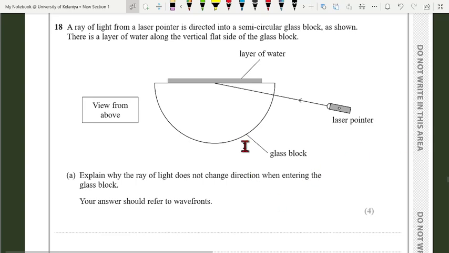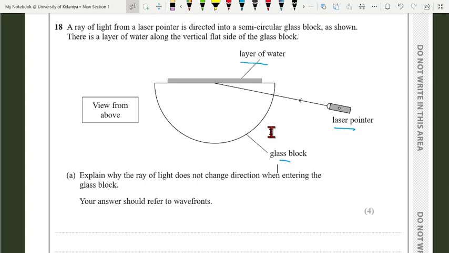Right, here a ray of light from a laser pointer is directed into a semicircular glass block as shown. There's a layer of water along the vertical flat side of the glass. Here's the layer of water, and here's the laser pointer, and here's the glass. Explain why the ray of light does not change direction when entering the glass block.